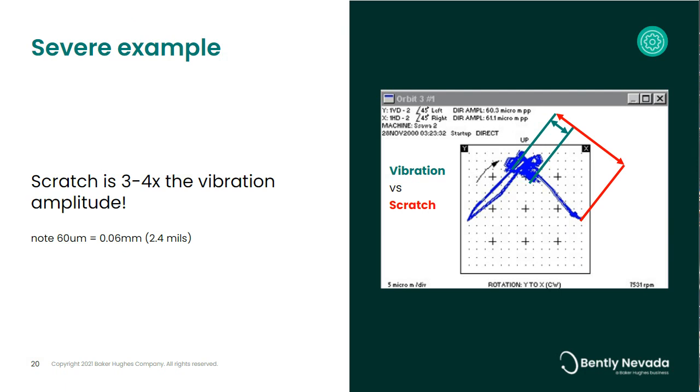In this case, the little mess of signal there in the middle is the vibration amplitude. And those two legs that you see are actually the scratch that's showing up from the shaft surface. And in this scenario, the scratch itself is actually 3 to 4 times the amplitude of the vibration itself.